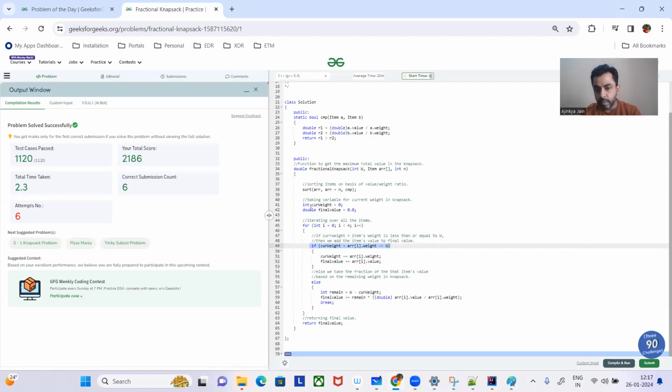If the complete item can be put into the knapsack, then we'll put the complete item and increment the current weight, which indicates the current weight in the knapsack, and the final value, which is the answer, the maximum value. If the complete item does not fit, then we'll put the remaining portion and multiply the remaining weight by the profit ratio of a single unit into the final value. Okay, so this is the solution. This also will be accepted.